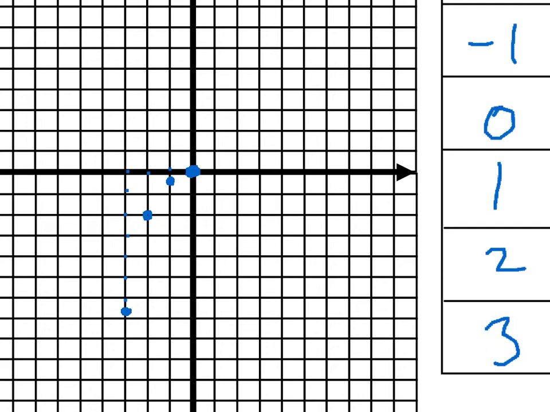Next one is 1, positive 0.25. So that's over 1 and up 0.25. So that's going to be close to 0. And 2, 2. So that's over 2 and up 2. And 3, 6.75, so that's over 3 up 1, 2, 3, 4, 5, 6. Closer to 7 than 6.